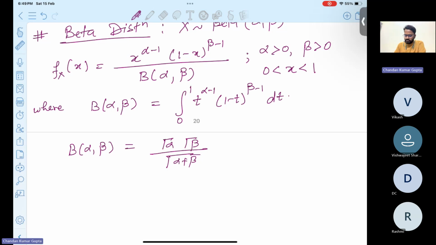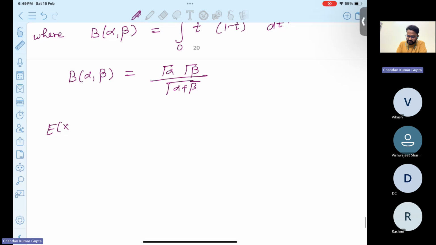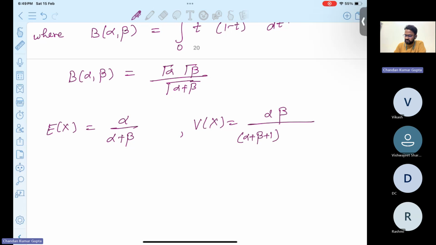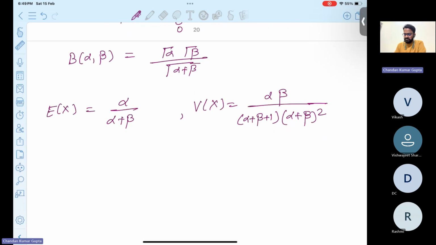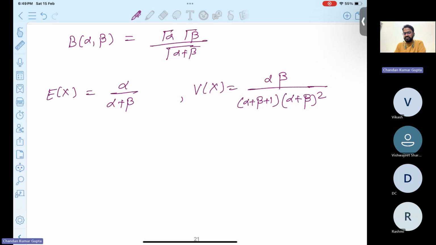Now the mean of the distribution is alpha upon alpha plus beta, and the variance is alpha beta upon alpha plus beta plus 1, times alpha plus beta whole square. This is the mean and variance of the beta distribution. We can also use the MGF, and with the help of it further moments can be calculated. We can do the first four moments when we discuss the skewness and kurtosis of the distribution.